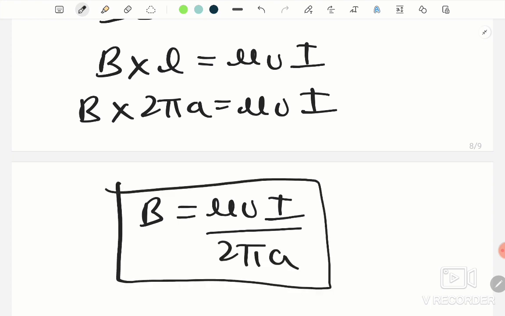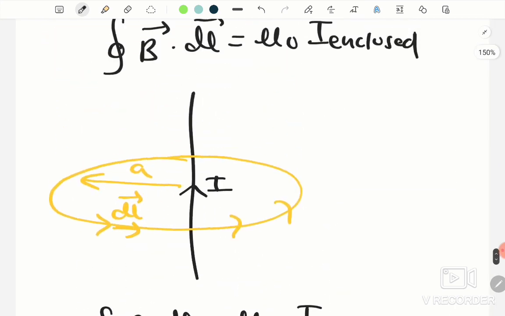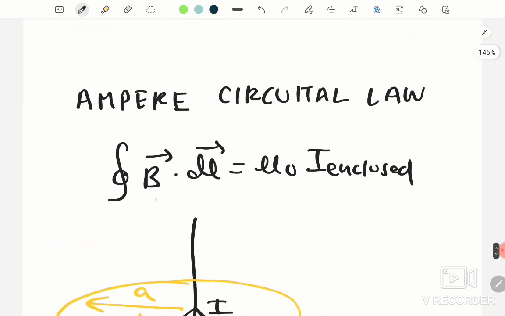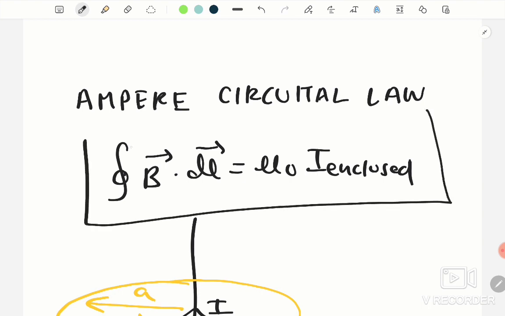Guys, you can keep in mind that the magnetic field in front of an infinite current carrying wire is given by mu naught I upon 2 pi a. You can prove this with Ampere's circuital law, as I just proved, or you can also prove it with the Biot-Savart law, which we have discussed earlier. So guys, in summary, whenever you need to find magnetic field around a symmetrical loop, we can mark this symmetrical loop and then we'll do closed loop integration of B dot dl, and this value will be equal to mu naught into I enclosed. So through this, we have completed the discussion of Ampere's circuital law.